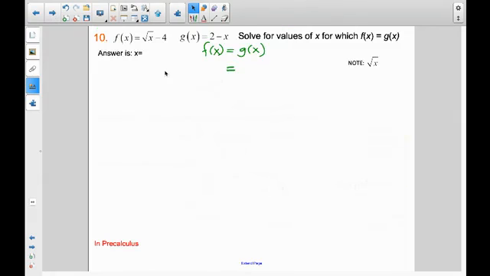Next example. On this one, we've been given two functions. f of x equals the square root of x minus 4, and g of x is another function that equals 2 minus x. And we've been told to solve this for values of x for which f of x equals g of x. So this is our starting point. We know that f of x equals g of x, and think what we can replace f of x with. What can we replace g of x with?